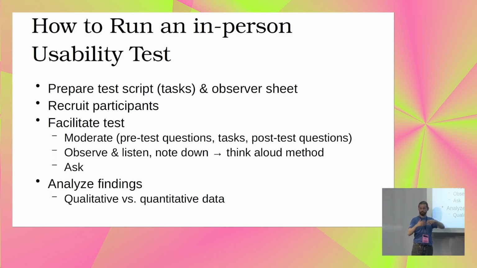Also, then asking follow-up questions if something is unclear to you. And in the end, you analyze the findings, either qualitatively or quantitatively. And as I said, for the post-test questionnaires, the system usability scale is, for example, one survey you can use, or the net promoter score, or other stuff you want to have there.